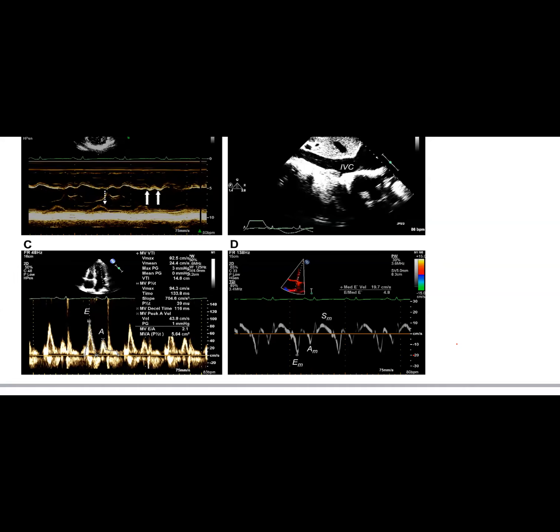So now we have a situation which is contradicting the physiological situation. In the physiological situation, the lateral E prime is faster than the medial E prime. So when we get the reverse, that is suggestive of constriction, a specific sign of constriction, okay?